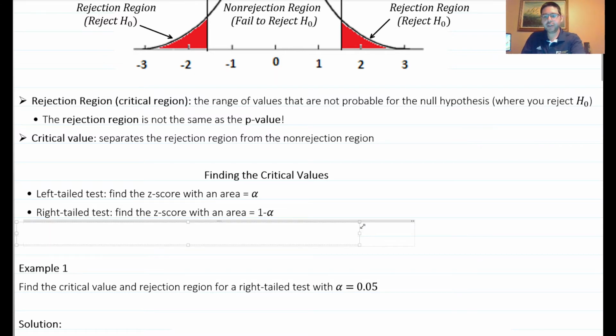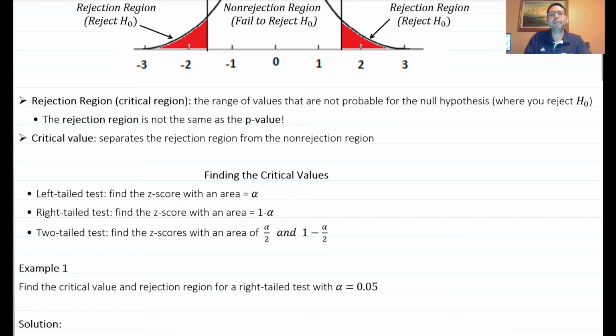Now you can imagine that if you have a two-tailed test, you'd have to divide your alpha by 2. That's exactly what you do here. You take your alpha and you cut it in half. So if your alpha was 5%, then when you cut it in half, that's 2.5%. So it's 2.5% on each tail.